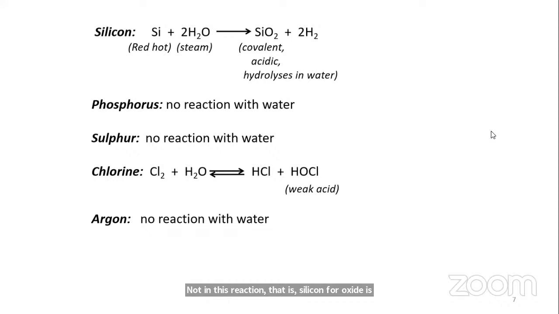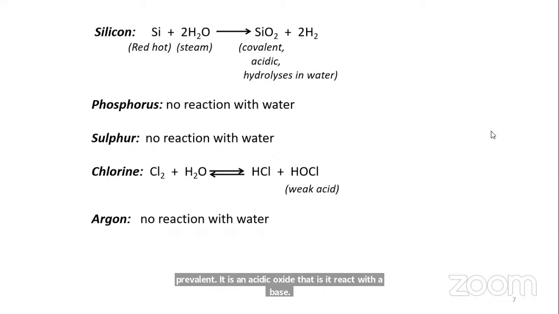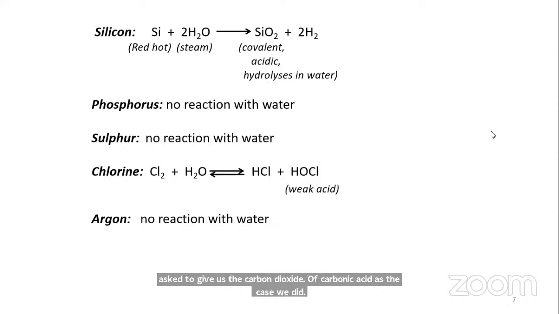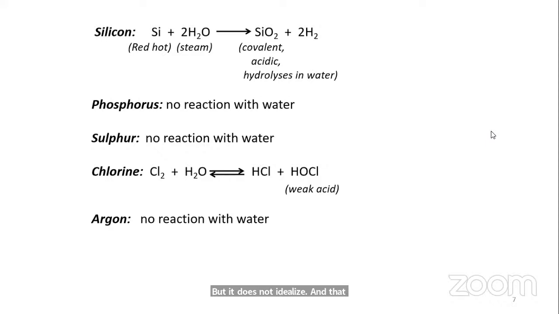It is an acidic oxide, that is, it will react with a base. It's an acidic oxide, and it undergoes hydrolysis in water. So the reaction of silicon with steam gives us silicon oxide, just like aluminium or magnesium in steam, and this oxide hydrolyzes in water. Later, we will see that the ability of silicon to hydrolyze in water is actually a result of the presence of the 3d orbital. Carbon, which is the element above it, reacts to give us carbon dioxide or carbonic acid, as the case may be, but it does not hydrolyze, and that is because the d orbital is not available.